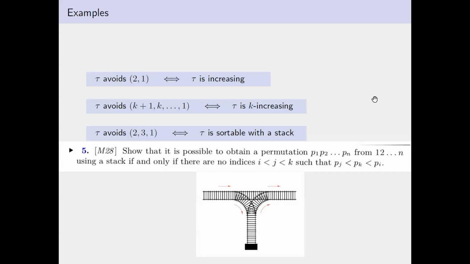Okay, and so this is like, in a train yard, can you reverse the trains using a stack? So this M28 means that I think you should solve it within half an hour or so, but I think nowadays probably in 5 minutes we can. People are much smarter in 2024, so.